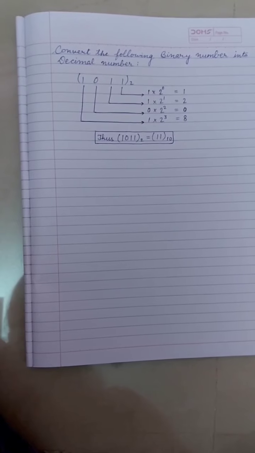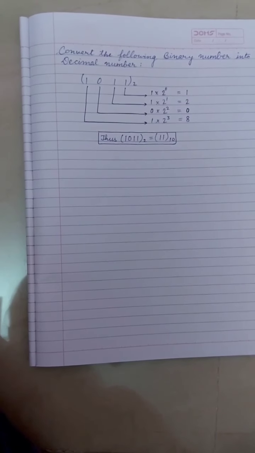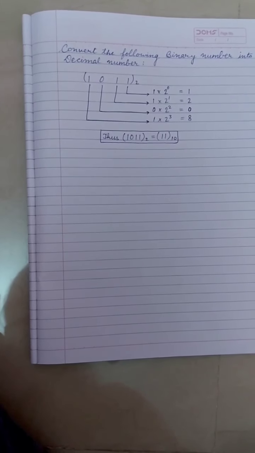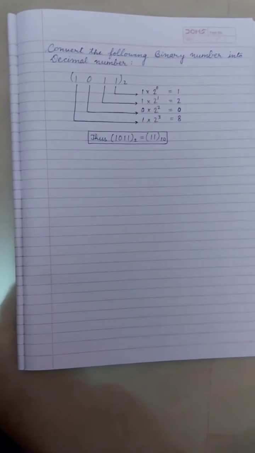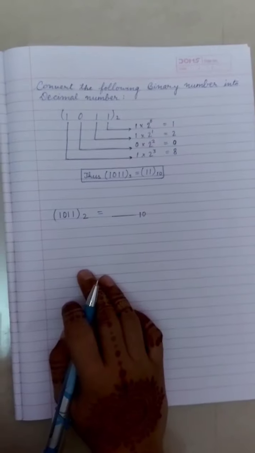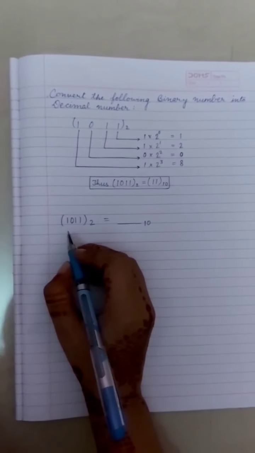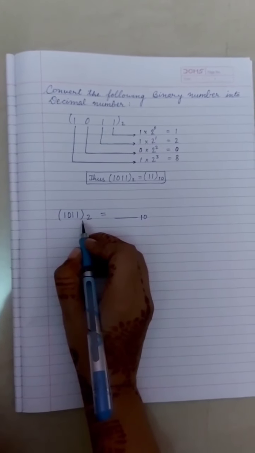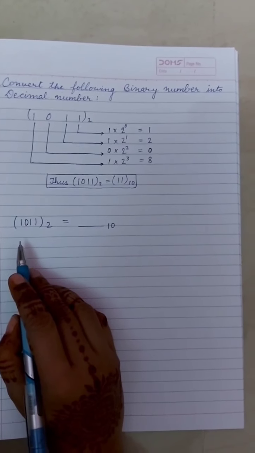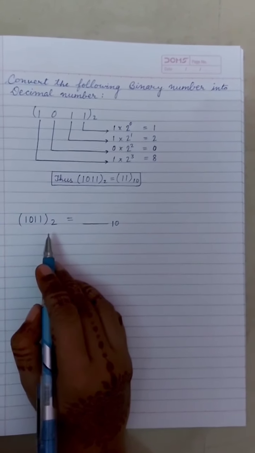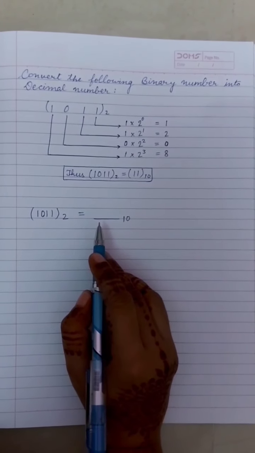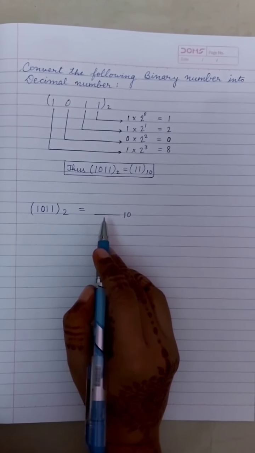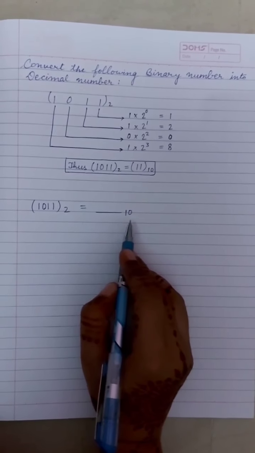Children, as you know, binary numbers are those having base 2 and decimal numbers are those having base 10. So let's take one example: 1011, that is 1011 to the base 2. We want to convert it to its equivalent form to the base 10.